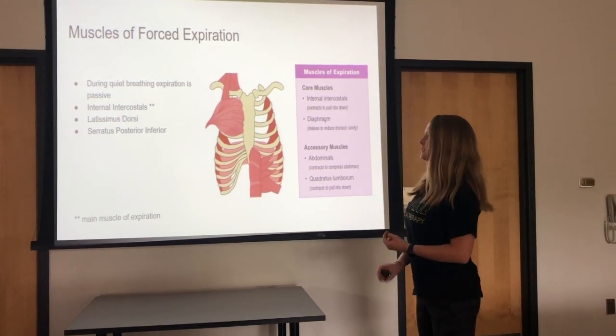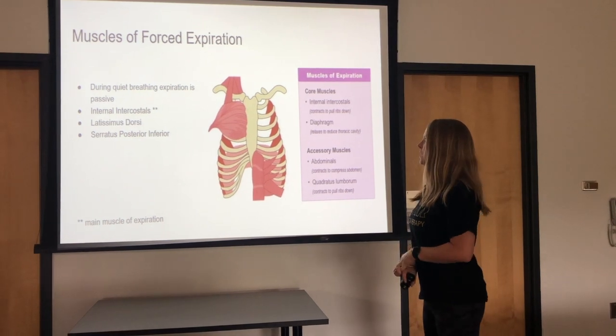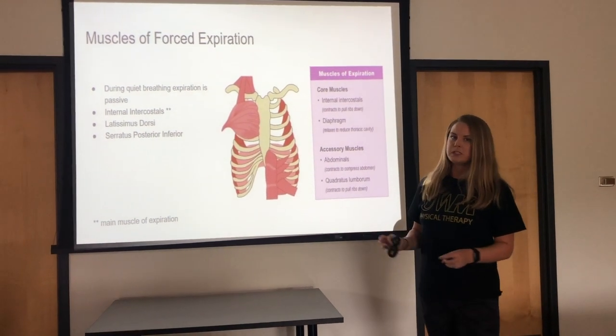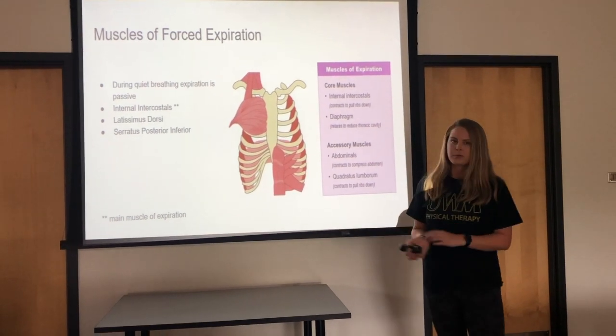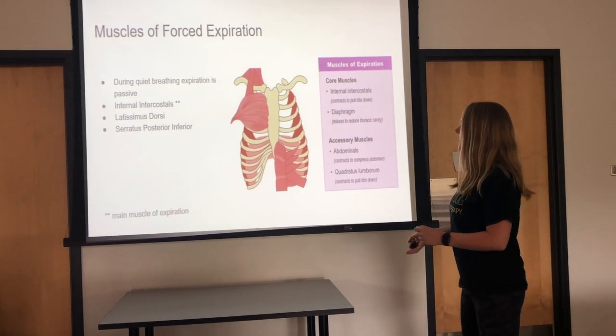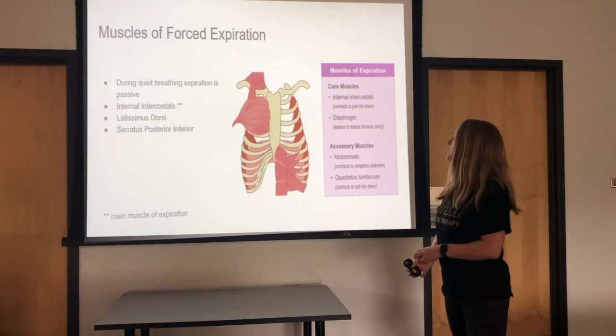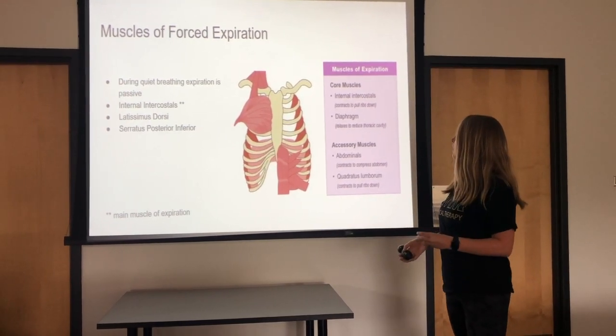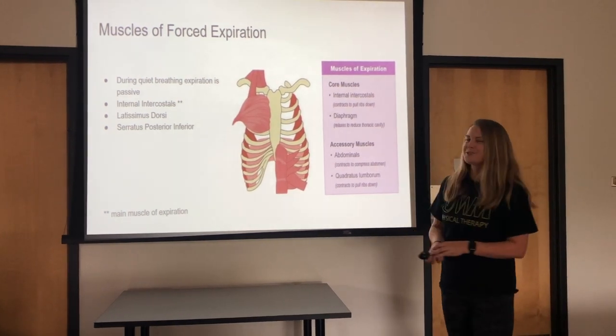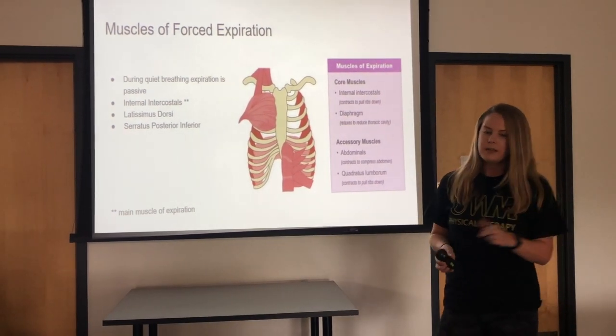Okay, next we have the muscles of forced expiration. So during quiet breathing, expiration is passive, and that is due to the diaphragm, which relaxes and reduces the pressure within that thoracic cavity. But during forced expiration, the internal intercostals are the main muscles there, and they cause expiration by contracting and pulling the ribs down.